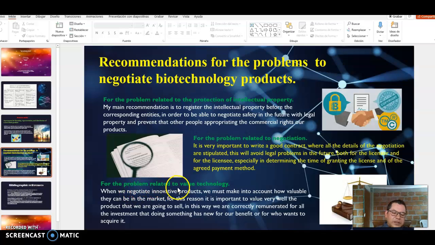For the problem related to the value of technology: when we negotiate innovative products, we must take into account how valued they can be in the market. For this reason, it is important to value very well the product that we are going to sell. In this way, we are correctly remunerated for all the investment in doing something new, for our benefit or for whoever wants to acquire it.